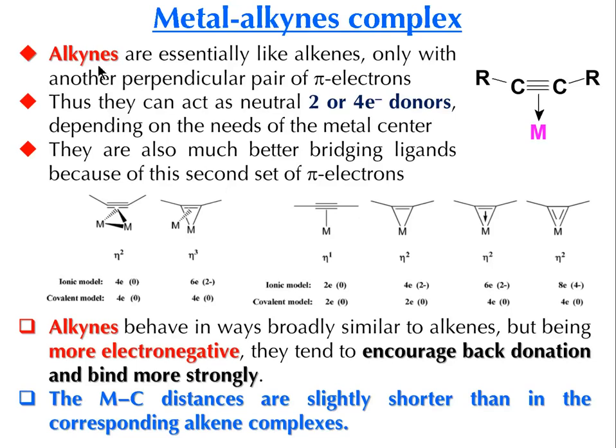Alkyne complexes. Like alkenes, alkynes have 2 pairs of pi electrons, so they can act as 2 electron or 4 electron donors, and that depends on the nature of the metal center. They are also much better bridging ligands because of the second pair of pi electrons. Alkynes behave in ways similar to alkenes, but since they are more electronegative, they tend to favor the back donation and bind more strongly to the metal center. The M-C distances are slightly shorter due to this strong bond than in the corresponding alkene complexes.